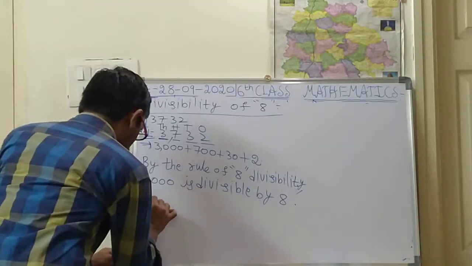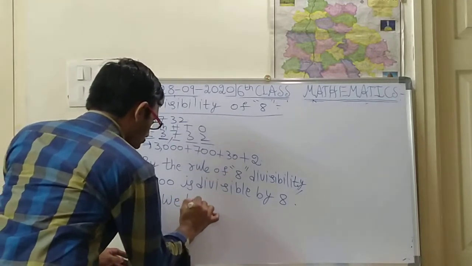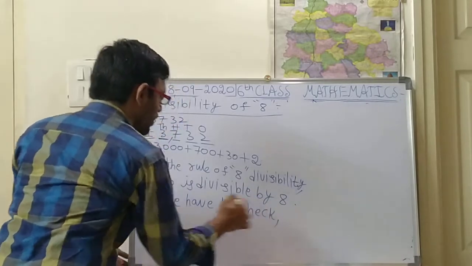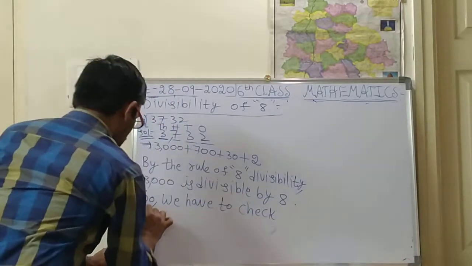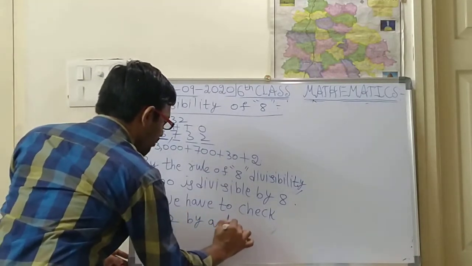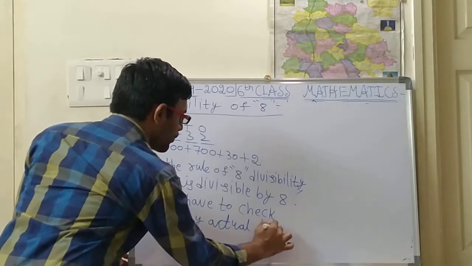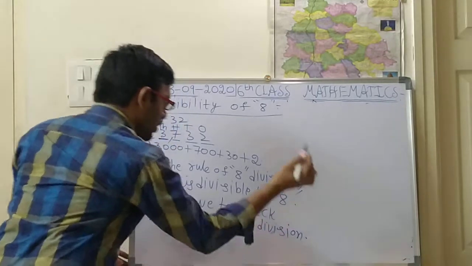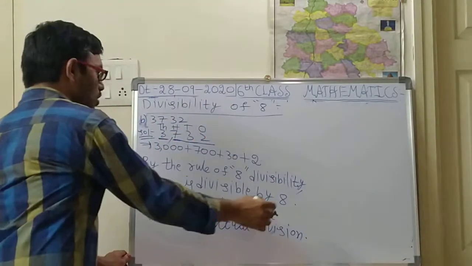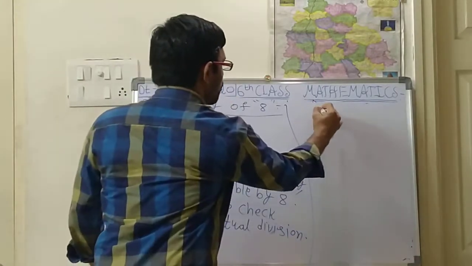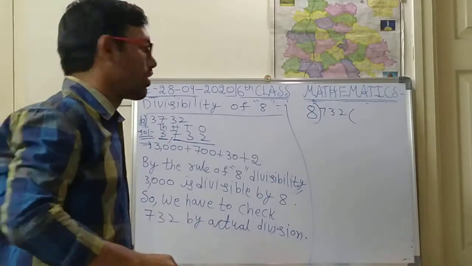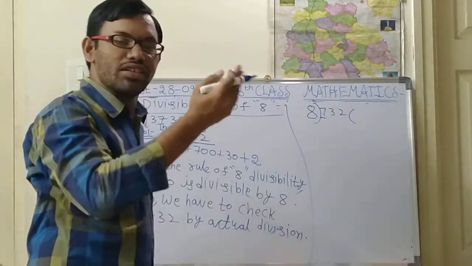So we have to check 732 by actual division. Okay. So by actual division we are supposed to check the 732. Okay, so below you are supposed to do the actual division of 732. We have to check if it is divisible by 8 or not. So first take one number 7. 7 is less than 8.